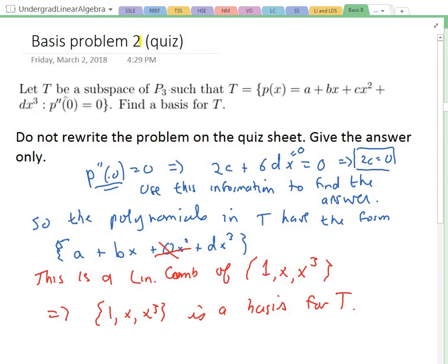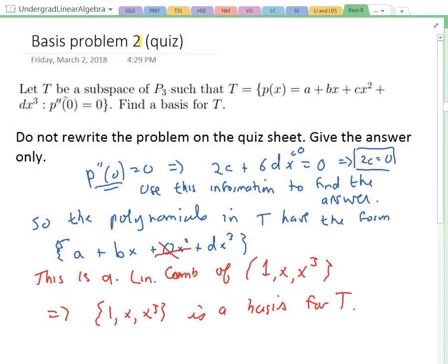All right. Now, if I look at p second derivative of 0 equals 0, that gives me that 2c plus 6dx is equal to 0. And this is at x equals 0, so that tells me 2c equals 0. Okay. So in fact, the polynomials in T all have the form a plus bx. Now I have to take out the x squared term because c has to be 0, plus dx cubed.